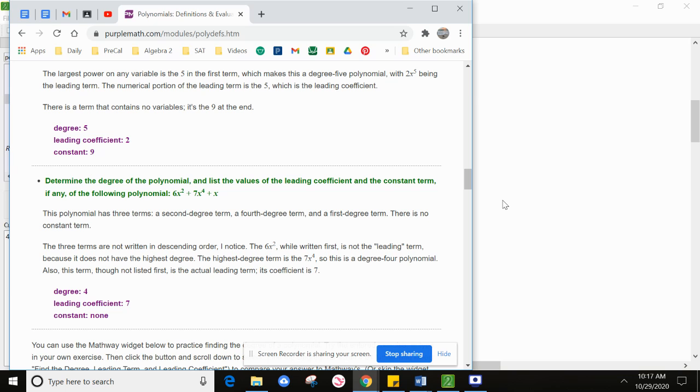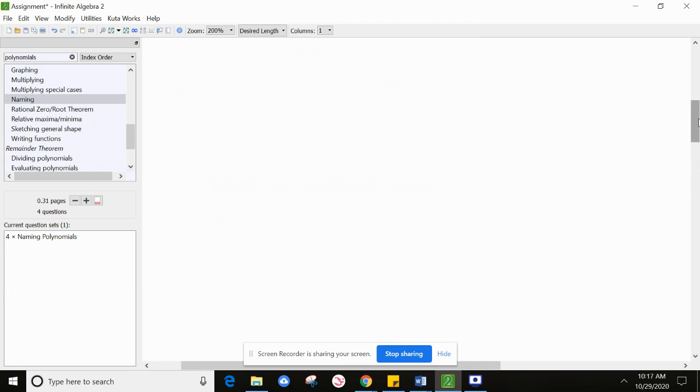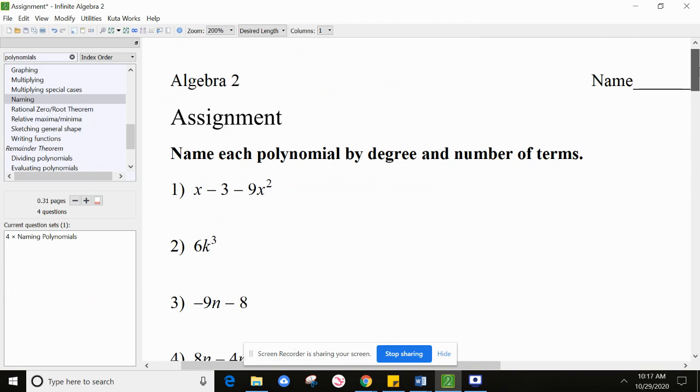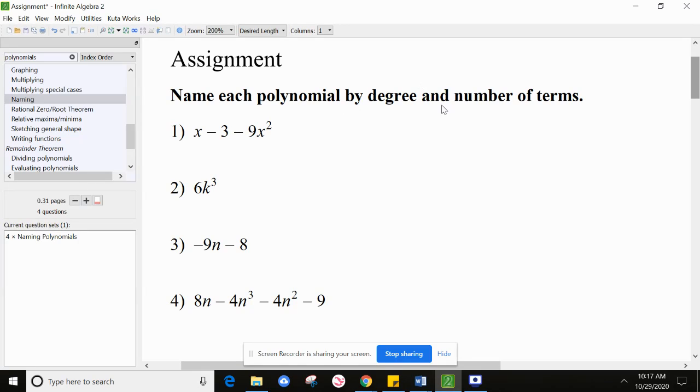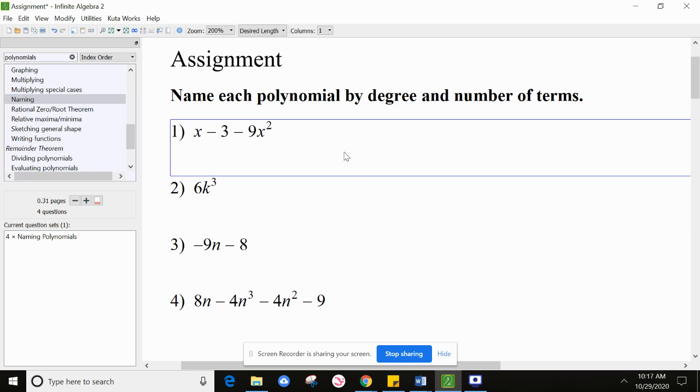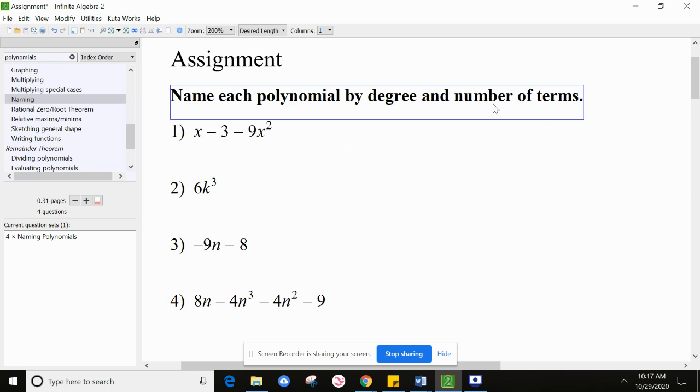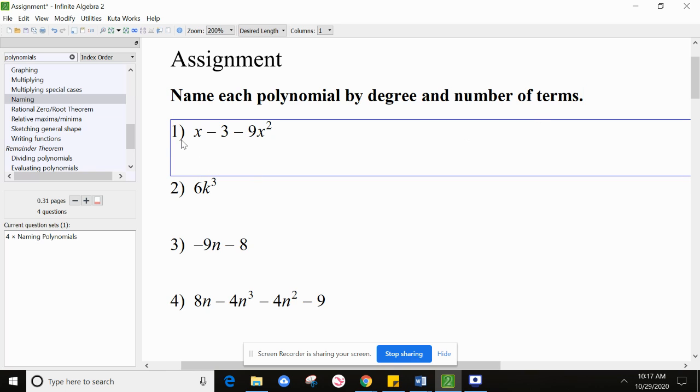Okay, let's flip on over here to CUDA. I have a couple other examples that we're going to look through. We're going to name these by the degree and number of terms. On the other page, we just told what they were. But what would you technically call these polynomials if I ask you for a name, first by degree and then by terms? The first thing you probably want to do is write it in standard form. It's not necessary, but you can.